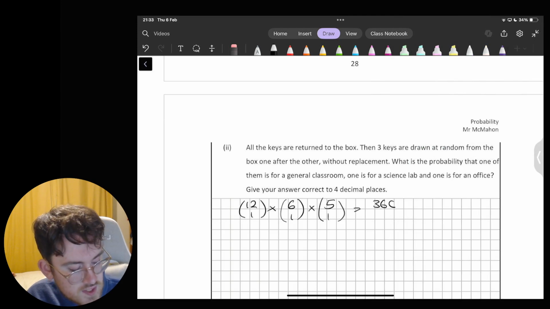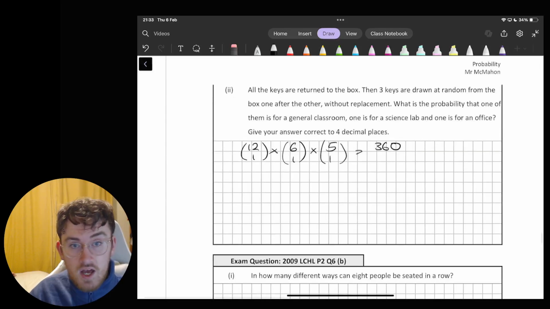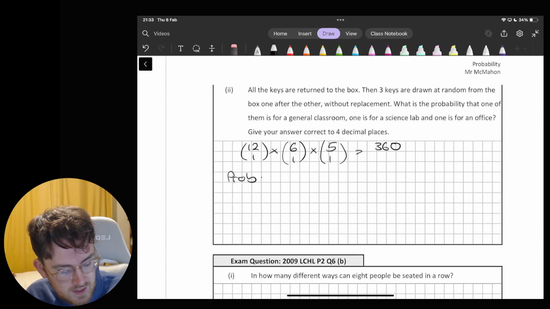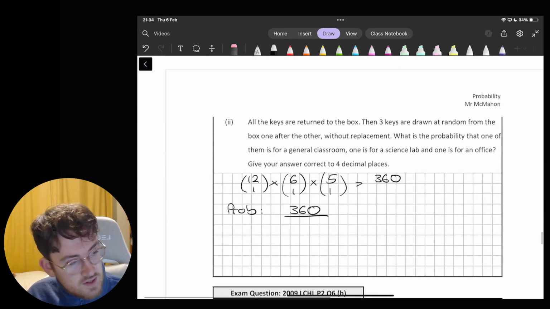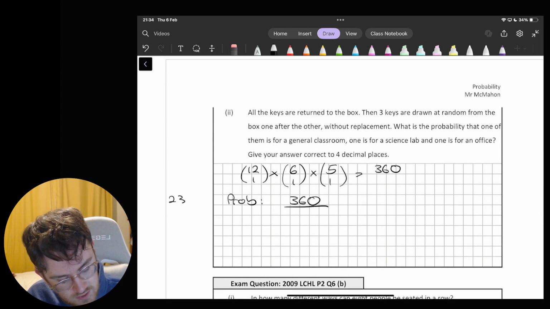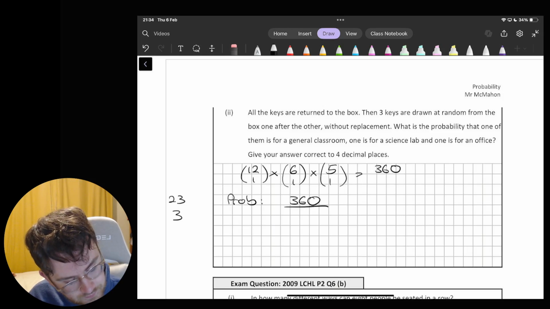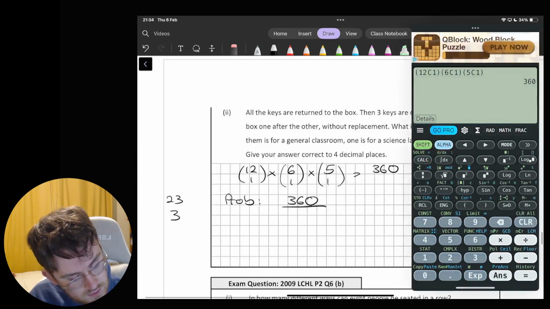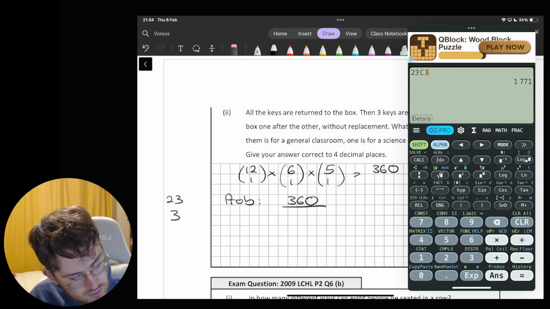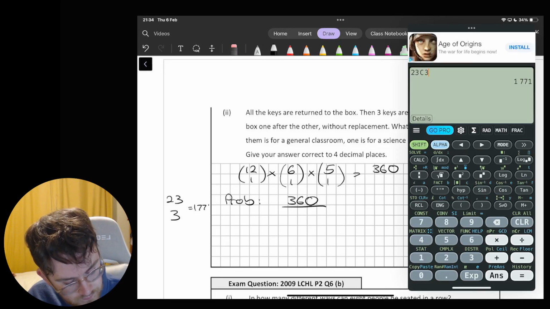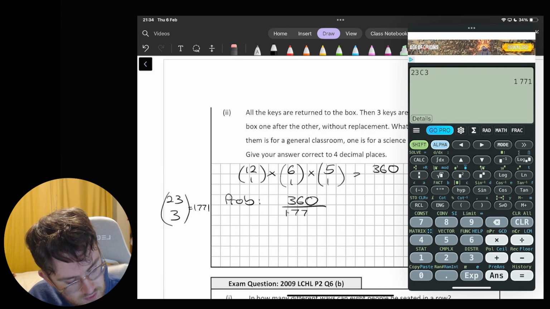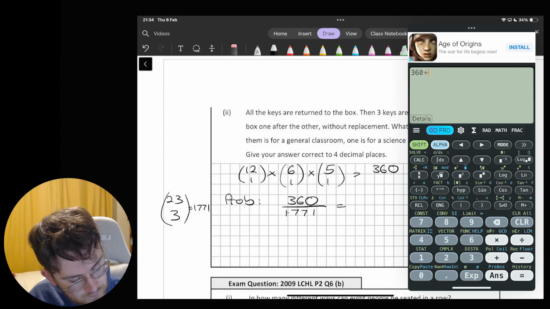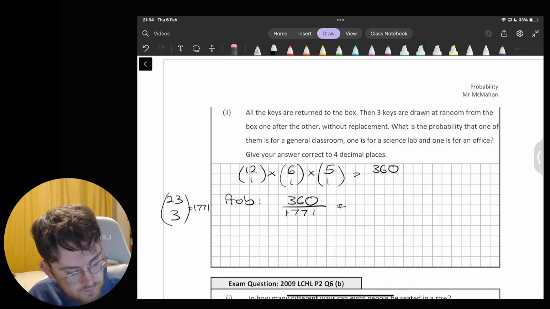360. So there's 360 different ways that I could choose 1 of each key. If I go for probability, then there's 360 different ways of choosing 1 of each key out of the... sorry, I'm only drawing 3 keys, excuse me. So out of the 23 keys, I want to draw 3. So let's do that. 23 choose 3, which is 1771. So that gives me 360 over 1771, which can't reduce down, so we leave it as is.